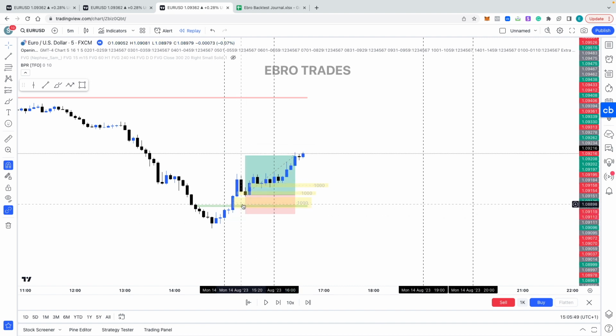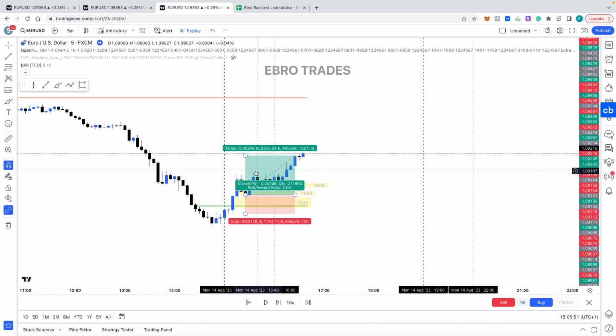And again, hopefully this example cleared up how the strategy works.